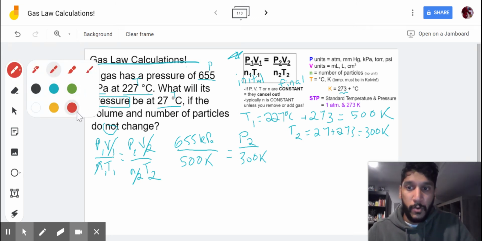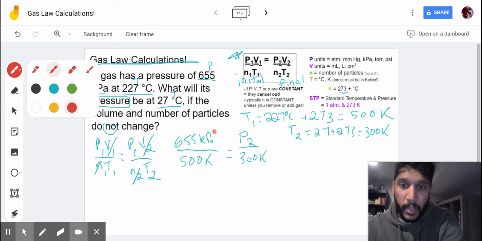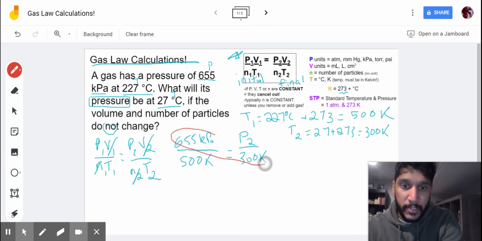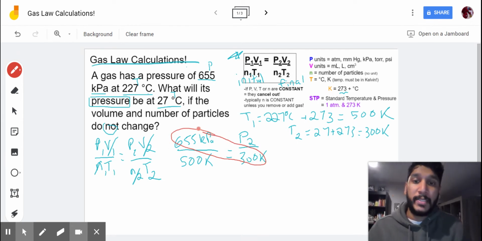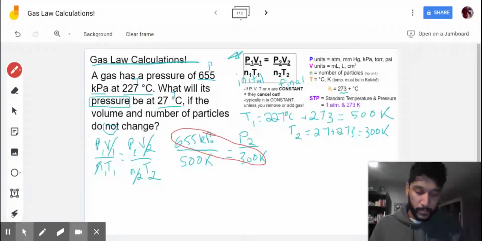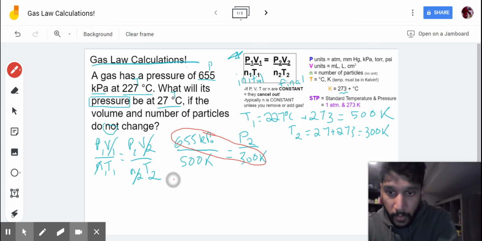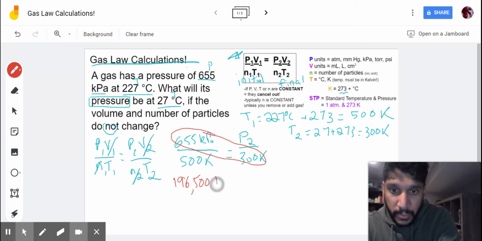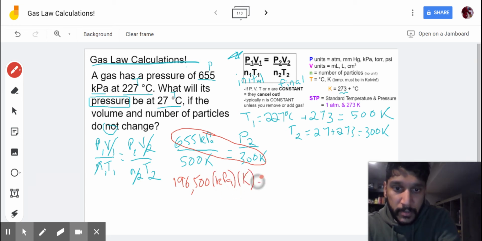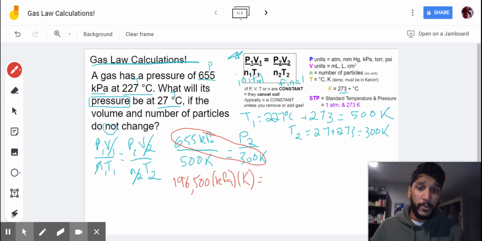Let's go ahead and change to red. So if I'm cross multiplying, I'm taking these two numbers here. So I'm taking 655 times 300. So I get 196,500. And my units are still there because they didn't cancel out. Kilopascals times Kelvin. I'll just put in parentheses. And what's that going to equal? It's going to equal 500K times P2.